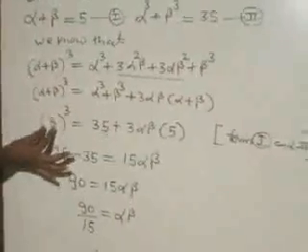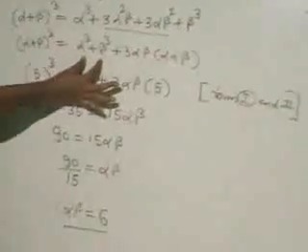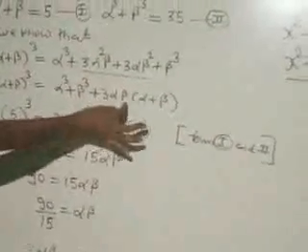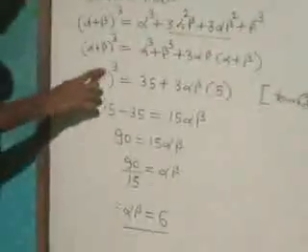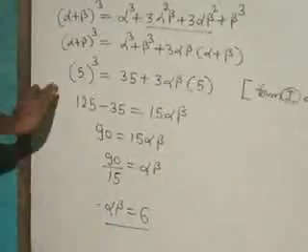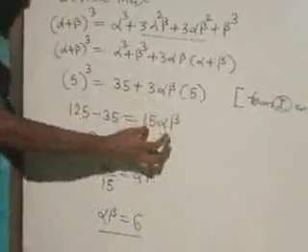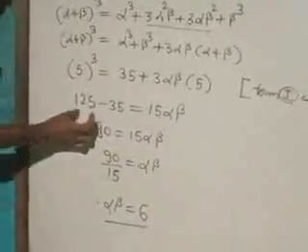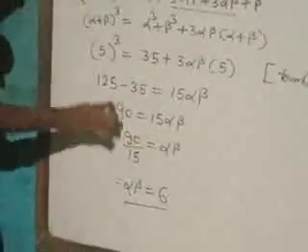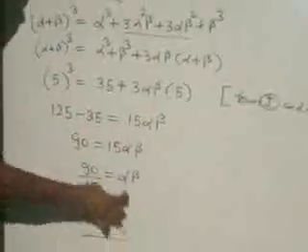In this equation put all values from 1 and 2. Alpha plus beta 5 cube, alpha cube plus beta cube 35. In equation 3 we have to find alpha beta. Alpha plus beta is 5 from 1 and 2. 125, 35 transfer here. 125 minus 35, 5 3s are 15 alpha beta. Subtraction 90, 15 divide here, alpha beta equal to 6.